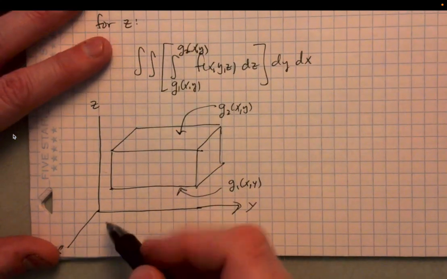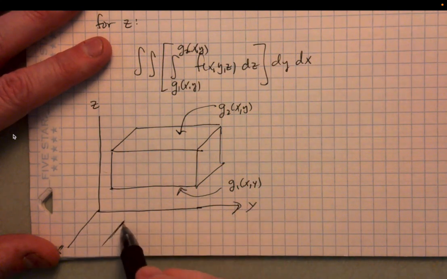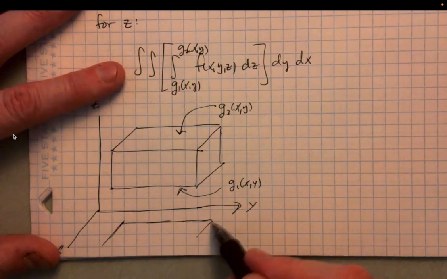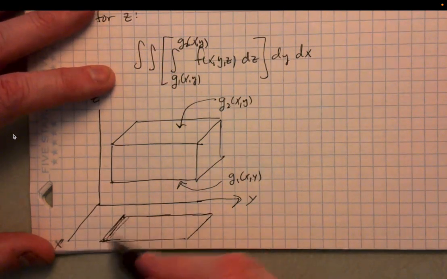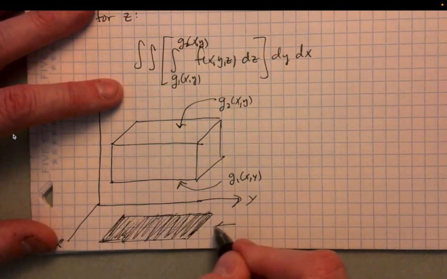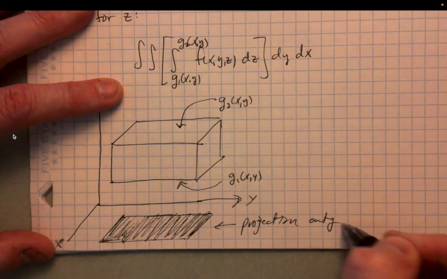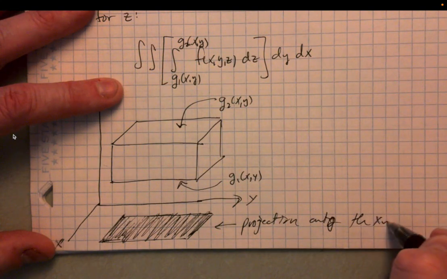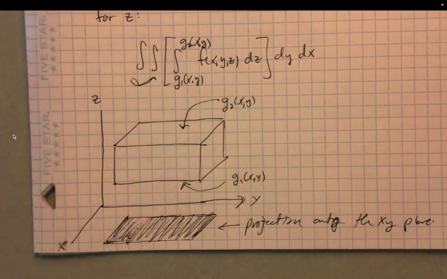Okay, and then what's going to end up happening is that those surfaces are going to create a projection into the XY plane. Kind of think of it as a shadow. It's going to create a projection onto the XY plane, and that projection is what you're going to use to set up these two pieces.